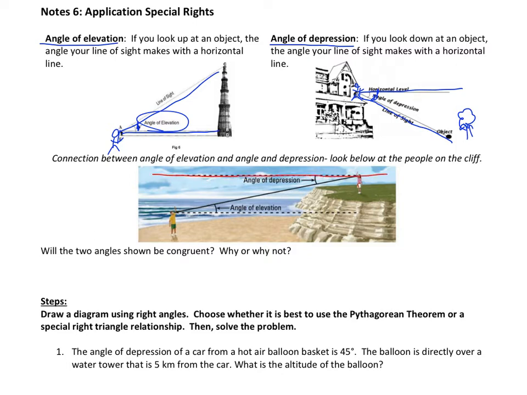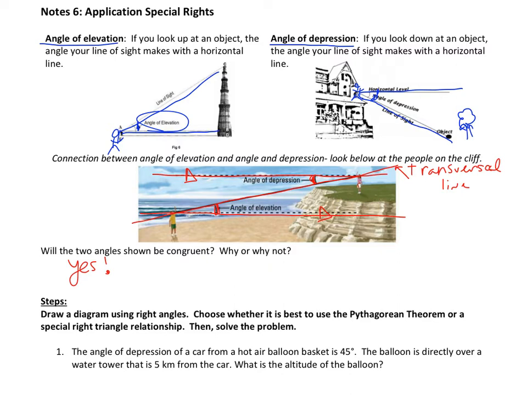These two horizontal lines are parallel to each other. So wouldn't that mean that this line going through the center is the transversal line, and the angles created by them, so our angle of elevation and angle of depression there, both of those, that they are congruent to each other. So will the two angles shown be congruent?